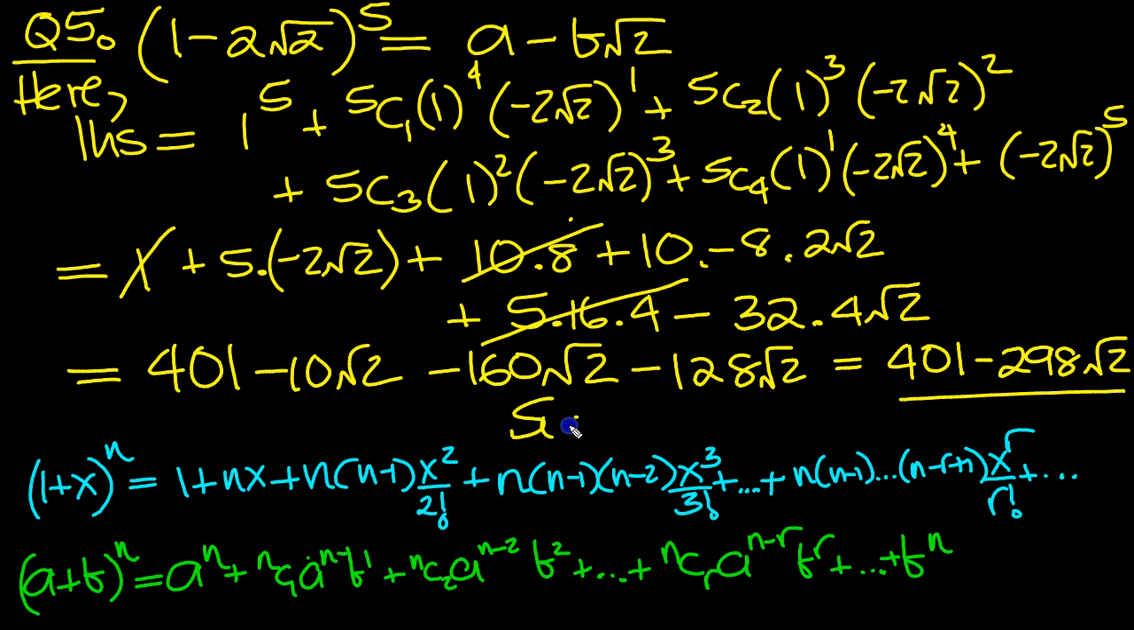So, what have we got then? a is equal to 401. There's a. And that was this number here. And b is equal to, but it's a minus there, so that's already taken care of, and we've got 298.